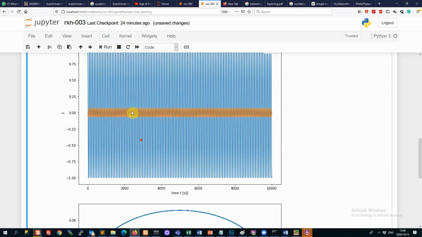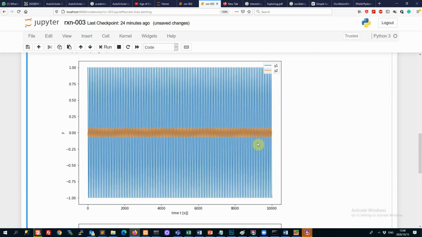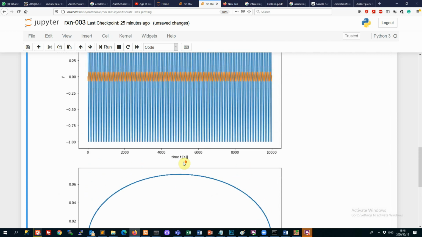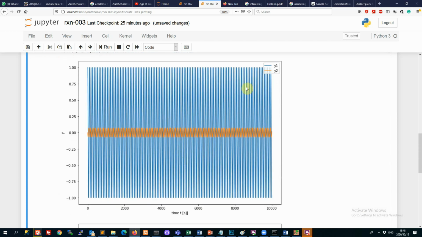Now you see it never stops oscillating. So this system never goes back to its original state or its rest state. And so this is an example of a situation that has no steady state. So it is possible in a system for us not to have a steady state.